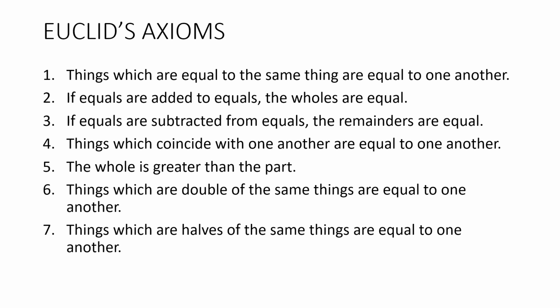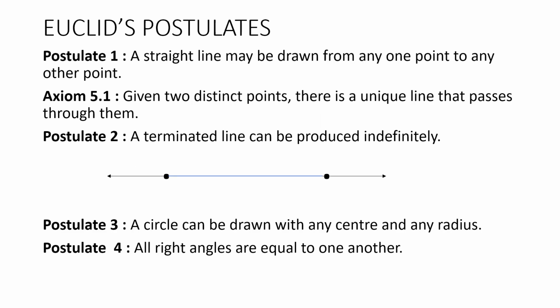Fifth, the whole is greater than the part. Sixth axiom, things which are double of the same things are equal to one another. Seventh, things which are halves of the same things are equal to one another. Again, remember the 5 important Euclid's postulates.